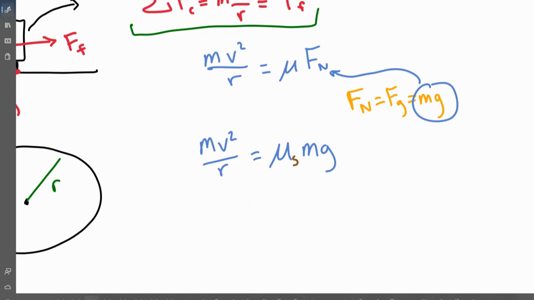All right, so we're down to this point now. There's mass on each side, so we can cancel that. Since there's a mass in every term, we can cancel mass, which just leaves us with v squared over r equals mu static times g, or 10.